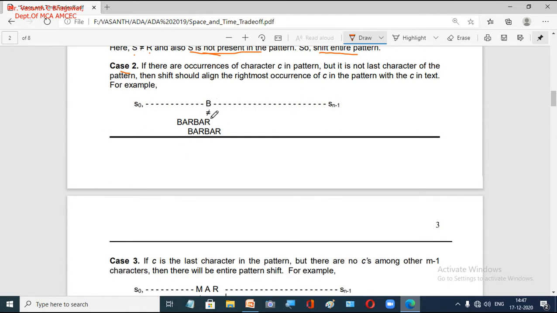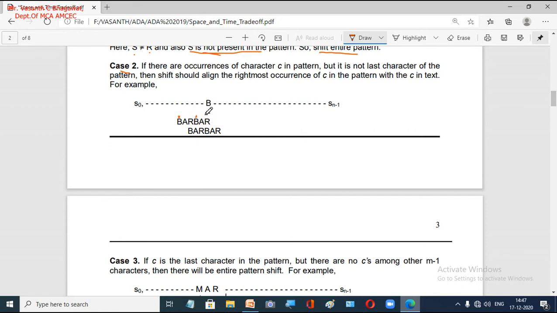Now see what it says. Let us say the character in your text is B. Now you start from R. B and R is not matching. But B is present in this pattern. Where is B present? B is present here, at this position. There are two positions where this character B is present.